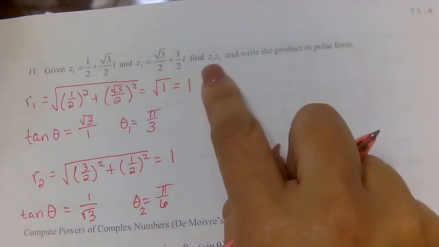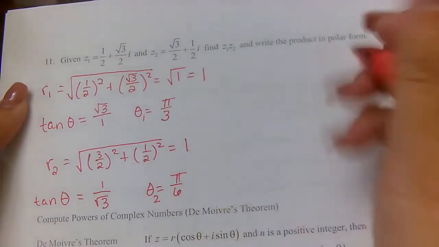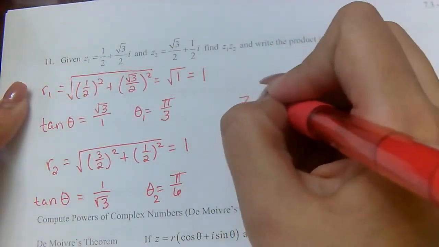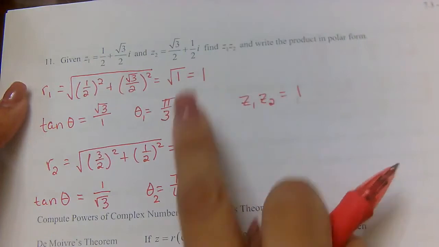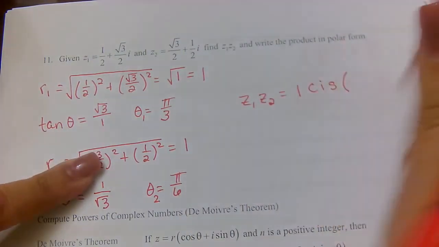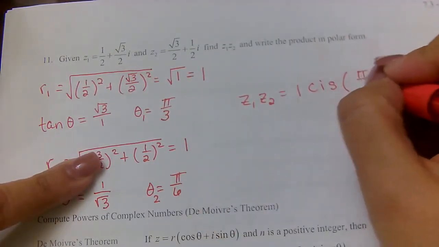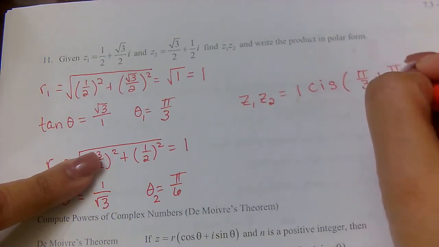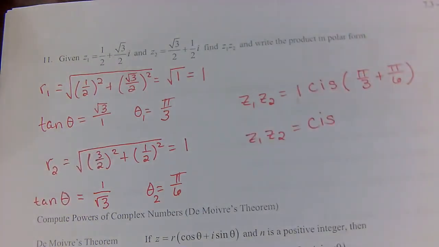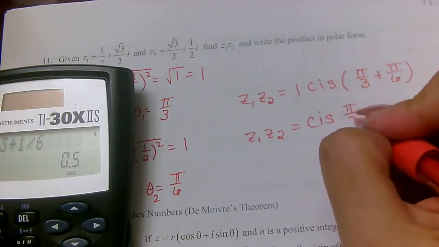So now what I'm going to do is use my formula. If I'm multiplying these, I'm going to be multiplying my r's together. So z1 z2 is going to be equal to 1 because 1 times 1 is just 1. I'm going to do my CIS, and then I'm going to add the two theta. So pi over 3 plus pi over 6. Okay, and I'm going to use my calculator to find what that is equal to. Plug it in, I get 0.5, so I can say that this is pi over 2.